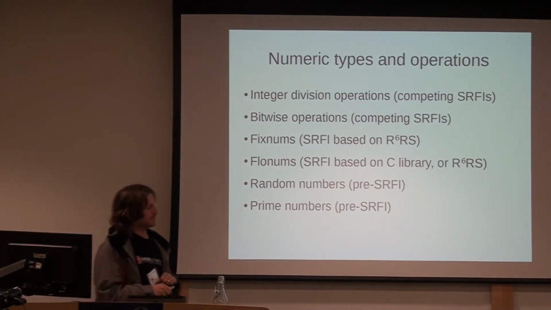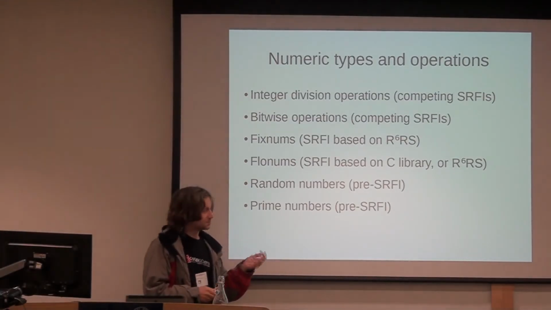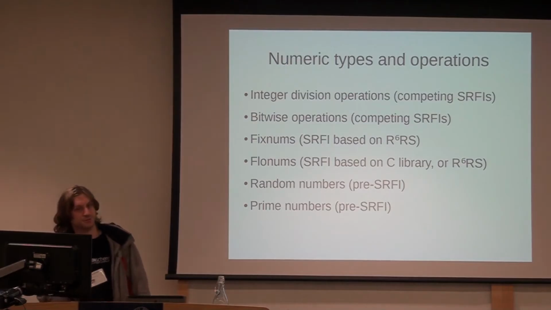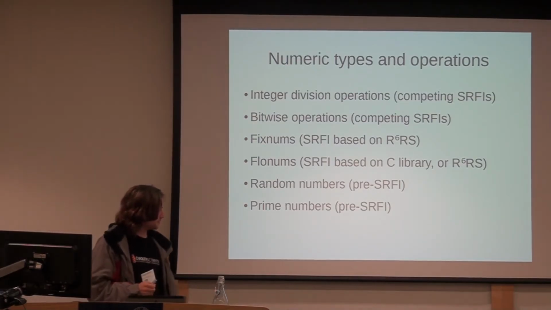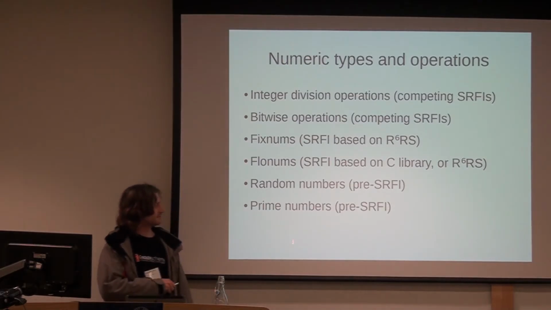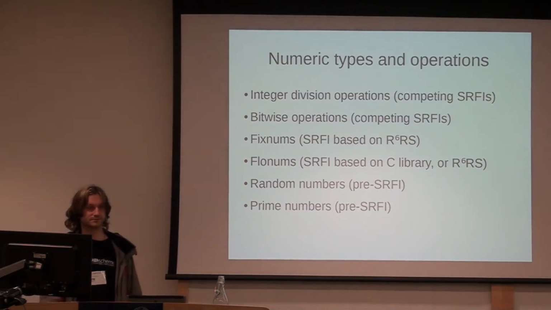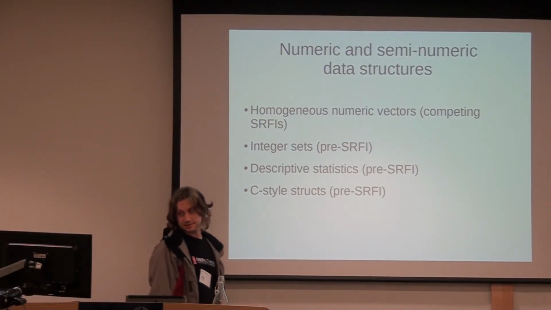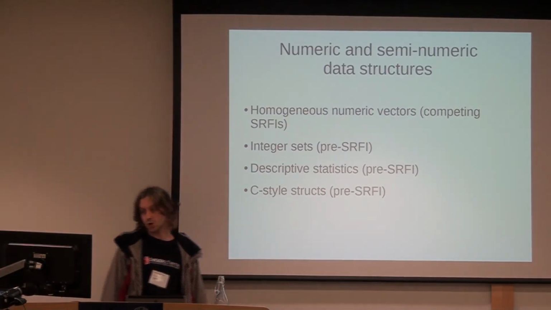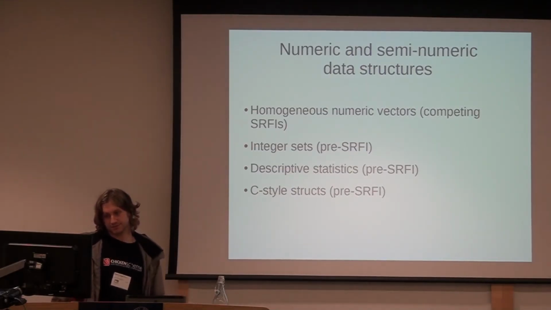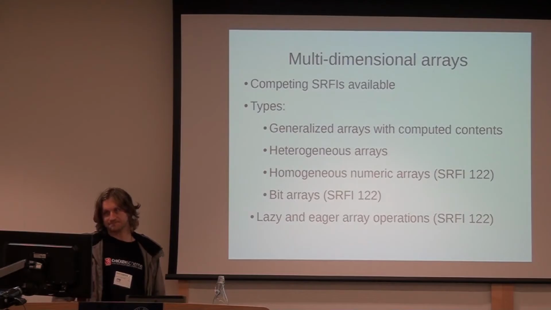The nice thing about that is that, being based on the C library, that means math.h, so you have the error function and log1p and all that kind of thing coming through, which is useful for people doing numerical computation requiring some accuracy. Standard ways of generating random numbers, testing for primality and so on. Homogeneous numeric vectors, like good old SRFI 160. I'm not sure what the competition is about there. Integer sets, descriptive statistics, decile structs, etc.